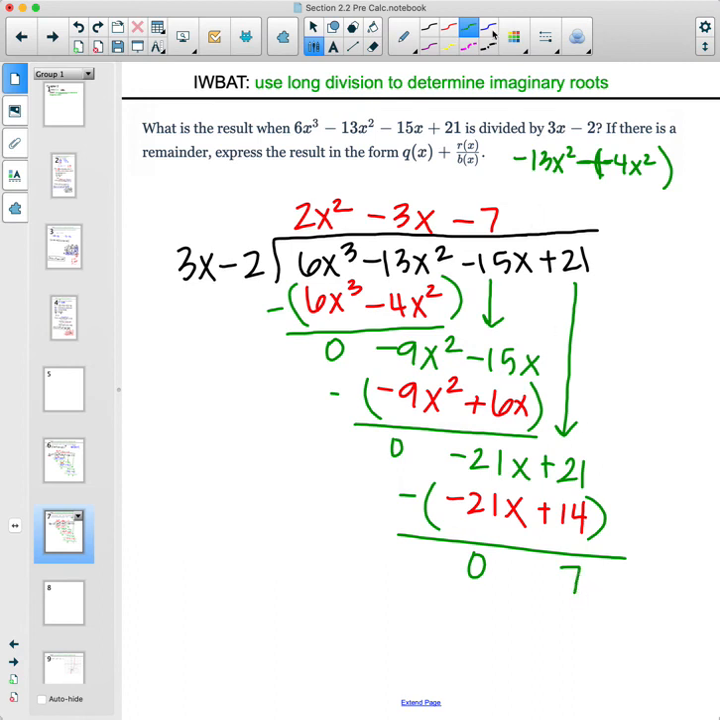That's your remainder. Okay, and they want you to write your remainder like this, with the remainder divided by the divisor, 3x minus 2. So 7 over this, or whatever the remainder is over what you were dividing by. So this would be the result. When you divide this polynomial by 3x minus 2, you get 2x squared minus 3x minus 7 with a remainder of 7 over 3x minus 2. So this one is not a factor. This one does not divide evenly.